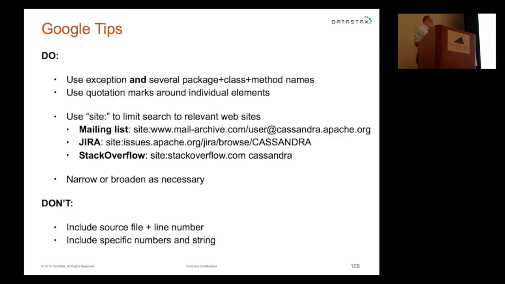Don't include the source file and the line number because, as I mentioned, the line numbers often change between versions, and if you include the line number, you're often limiting yourself only to an exception that occurred in that particular version. So you might miss troubleshooting information if that also occurred in a different version. And then also don't include specific numbers and strings from the error message. So oftentimes an error message might have like a name of the table or a count of something. And if you include that, obviously, you're not going to hit on anything that is the same class of errors, but has different specifics.